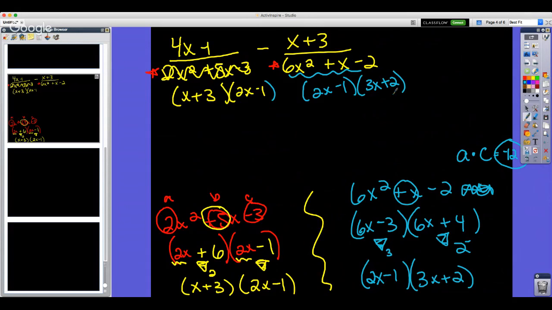Now, here's the thing. Regardless, you're going to need to know how to factor those out, okay? For not just this one, but for other ones as well. So whether you know what I just did, A times C, you need to just make sure that you know how to factor both of those there.